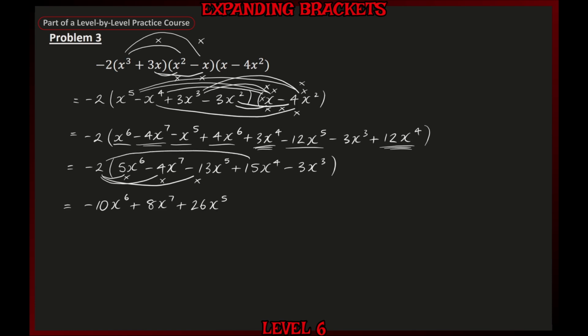Minus 2 multiplied by 15x to the 4 is minus 30x to the 4. And finally, minus 2 multiplied by minus 3x cubed is plus 6x cubed. So our final answer to problem 3 is minus 10x to the power of 6 plus 8x to the power of 7 plus 26x to the power of 5 minus 30x to the power of 4 plus 6x to the power of 3.